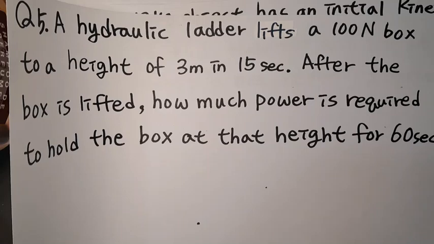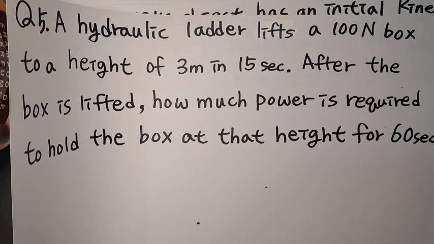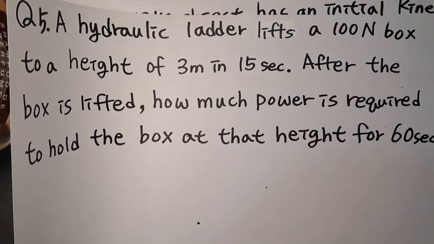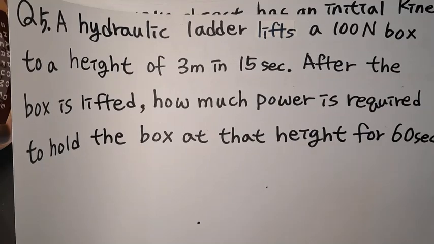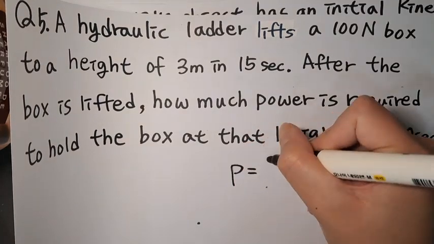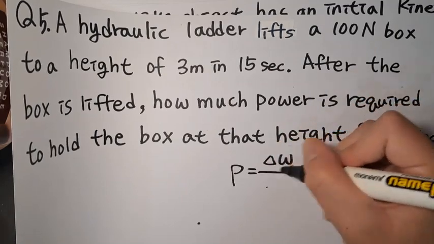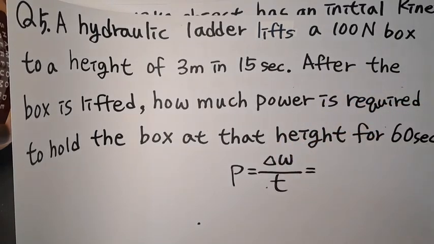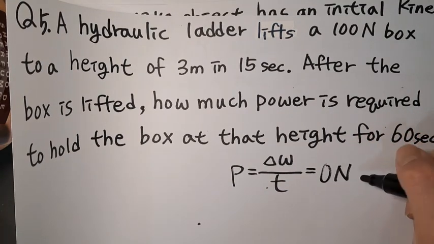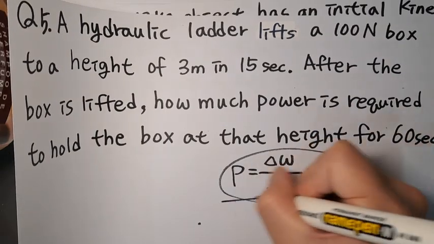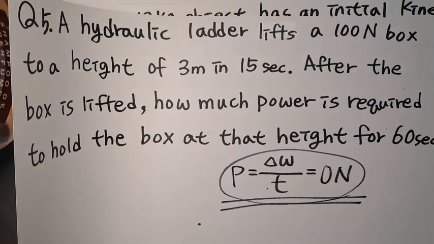Power is the rate at which work is done. Work is only done when a force causes an object to move some distance. If the box is being held in one position, work is not done, so no power is involved. So power is this, and work is not done, so 0 is going to be the answer.